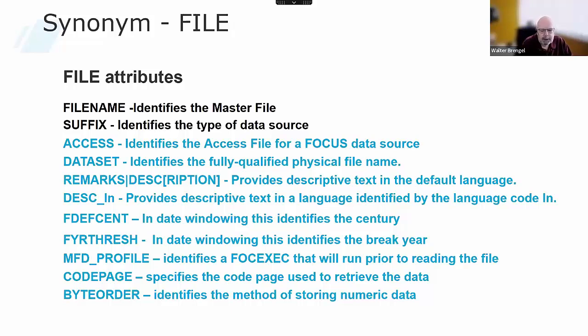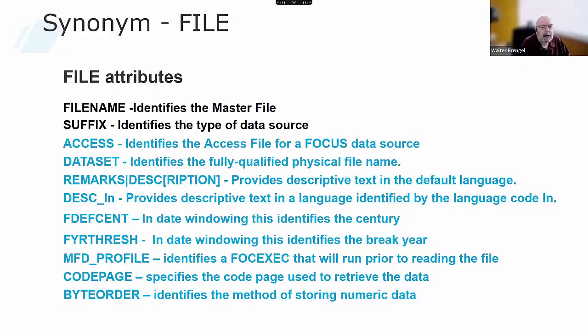MFD profile, I'll go into a little more examples at the end of this, but it's basically a procedure that you're going to run just before you access the data in the file. So anytime you have a procedure that references this synonym and it has an MFD profile, that MFD profile is going to run first. And usually we do it if you want to kind of variabilize, is that a word? Any file defs or dynamics.